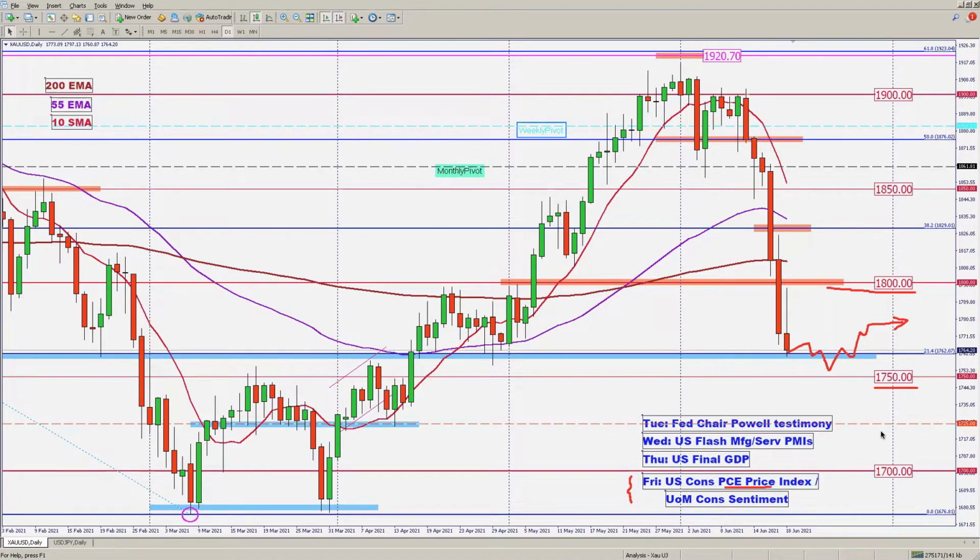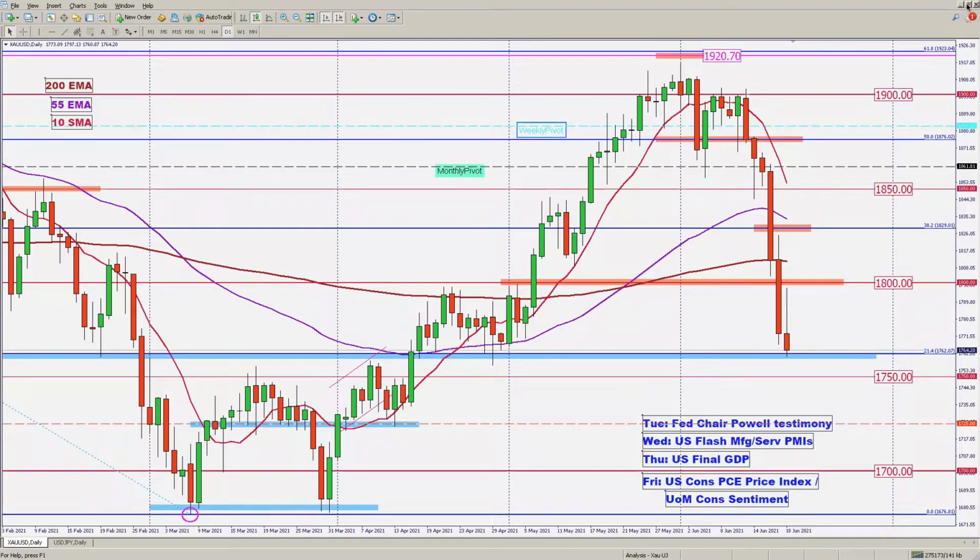but watch out if it goes down to the 1725 region for support. That will be a critical one. Otherwise, if that breaks, then it will target 1700. Okay.